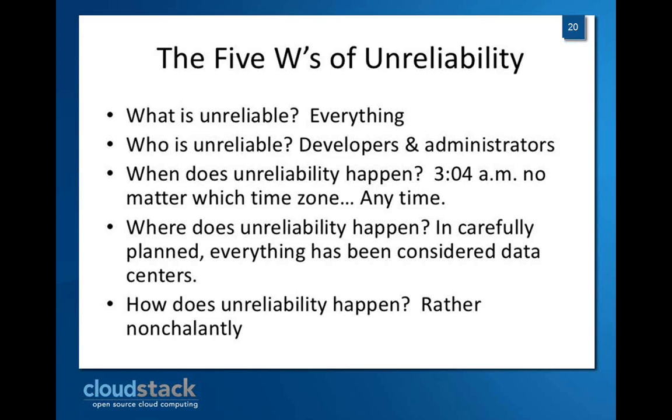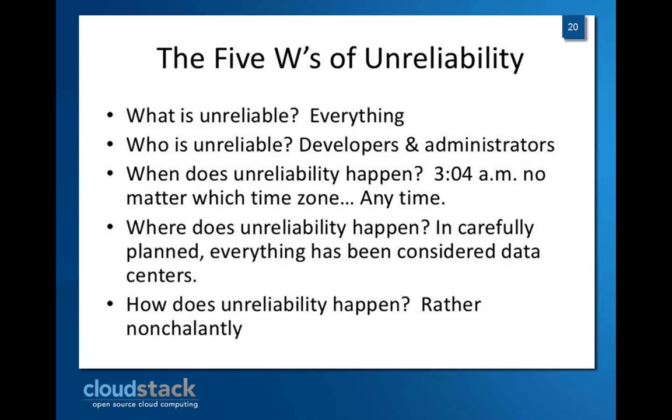When does unreliability happen? The paradox is that it often happens in the most well-planned data centers, where everything has been taken into consideration, and that almost defines unreliability. When you thought everything was reliable, something unexpected happened, and that's the area where you need to plan the most. And how does it happen? It happens rather nonchalantly. Something very small and innocuous will start to happen in your data center, and then it'll start to grow, and you'll first be able to ignore it a little bit, and then suddenly it will overwhelm you. You need to guard against that happening.